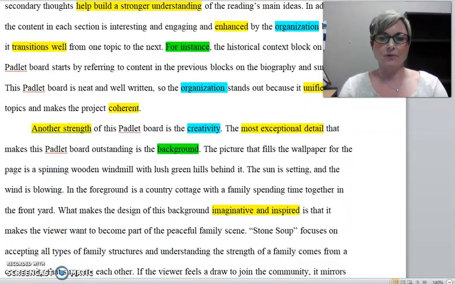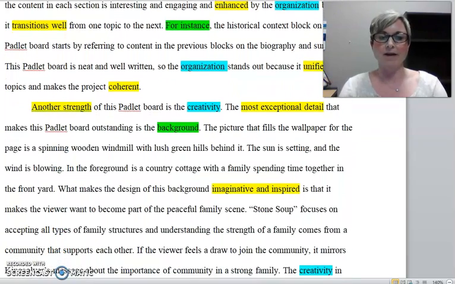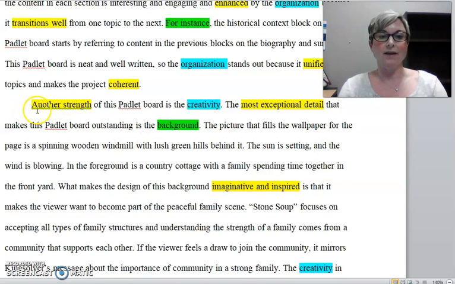Here's another example. When you move to your next paragraph, you can use a transition word like another strength, or maybe you're saying that there's a weakness to address as well, which is fine. So just name it. Is it a strength or a weakness of this Padlet board? I don't need to give the title and author again since I gave it in the previous paragraph, but if you want to, you can. This strength is all about the creativity. The most exceptional detail that makes this Padlet board outstanding is the background.